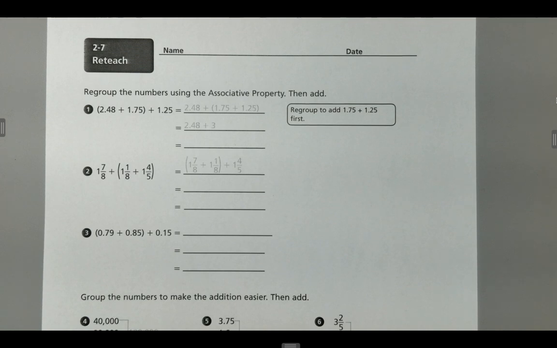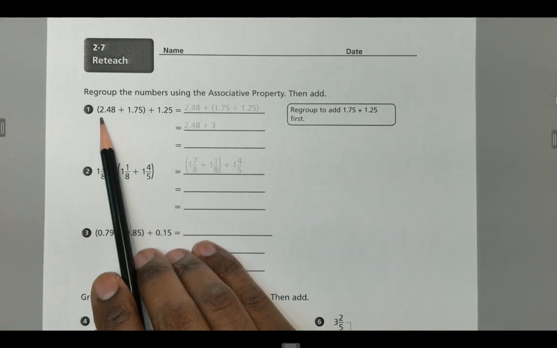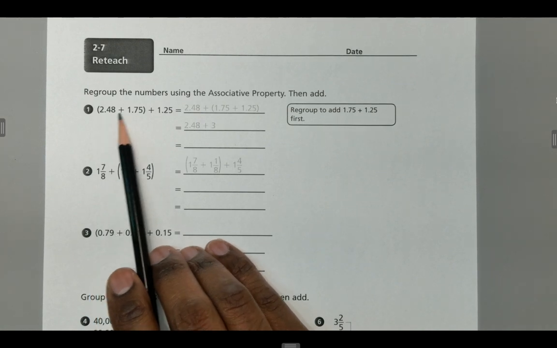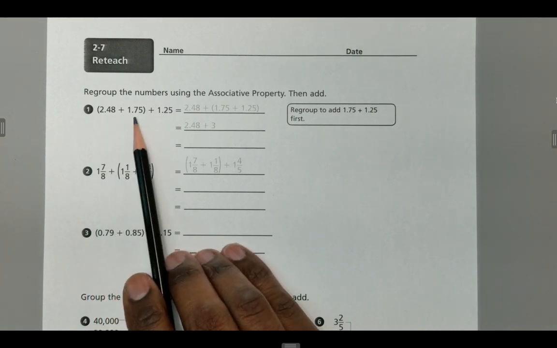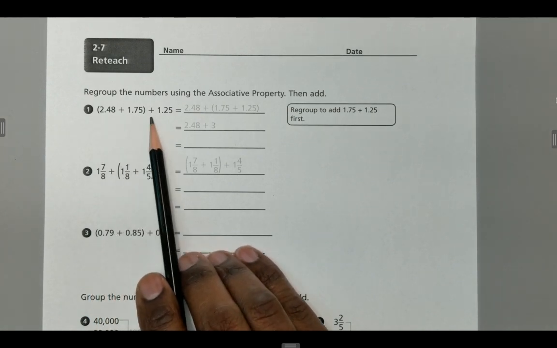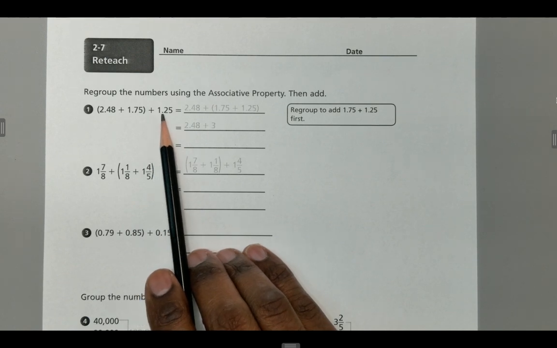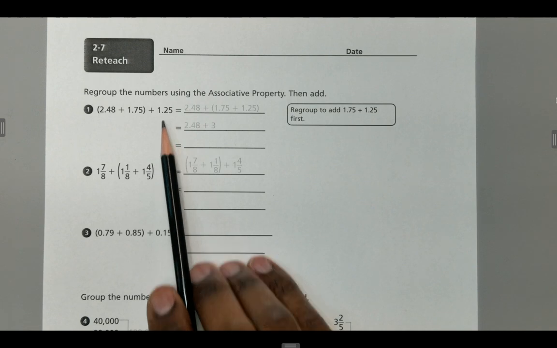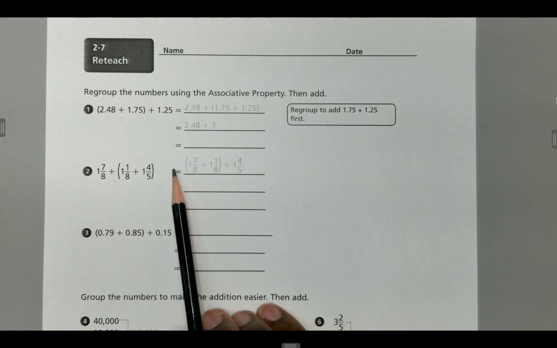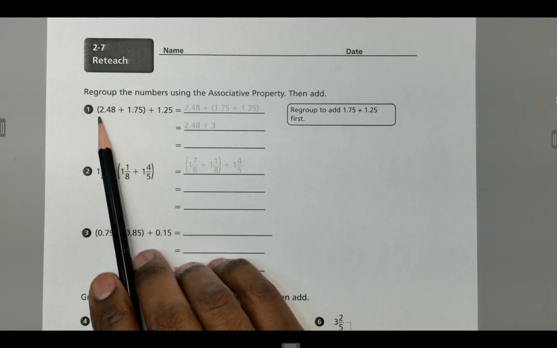Number one, we have within the parentheses two decimals that are being added together, 2 and 4800ths plus 1 and 7500ths. And then outside the parentheses, we are being asked to then add 1 and 2500ths. Well, notice how this problem can be solved using mental math if you simply regroup.